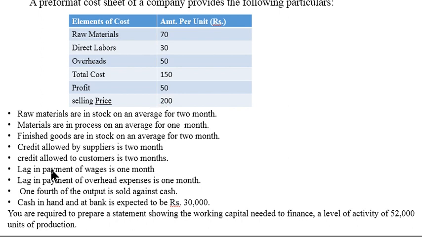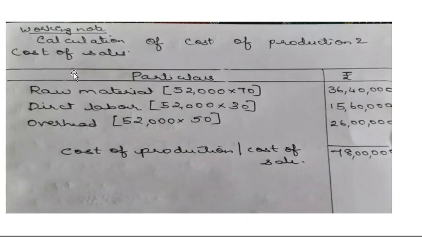Why? Because we need cost of production for the finished goods, because the stock amount is not given in the problem, and debtors are valued at cost of sales, and that is also not given in the problem. So we have to calculate the cost of production and cost of sales. I have done the working notes here. Working note: calculation of cost of production and cost of sales.